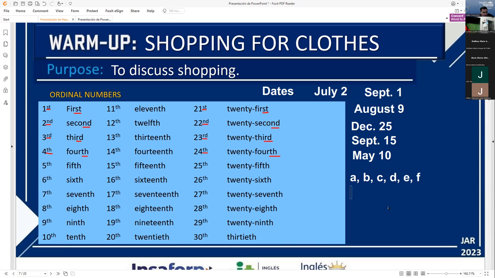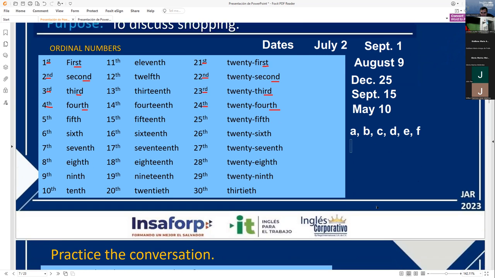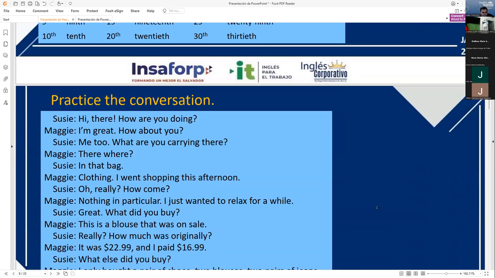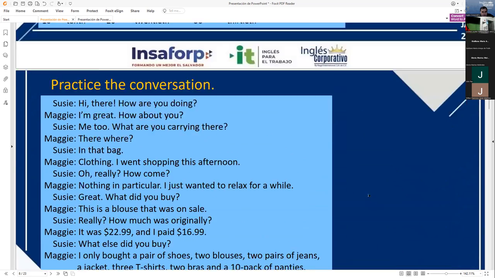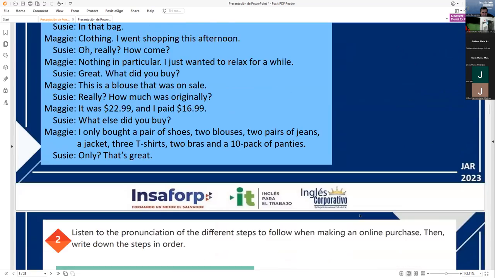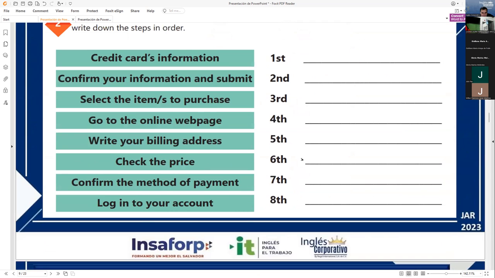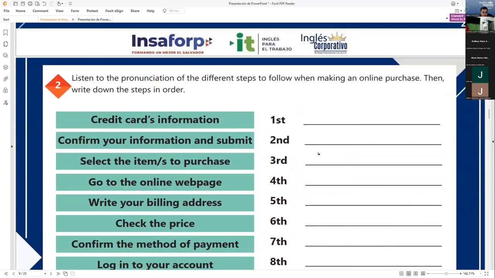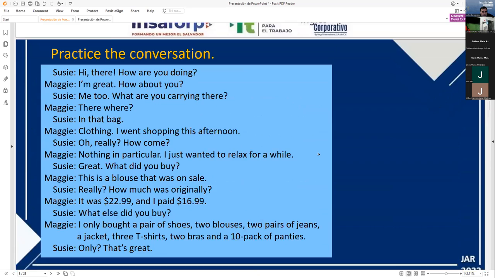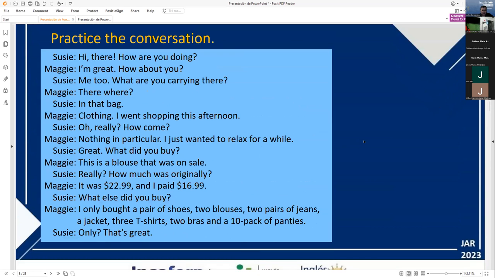Okay. My mother had 10 brothers and sisters. My father had 10 brothers and sisters too. In total, they were 11. Okay. Imagine. So let's continue. We're going to use this here, over here. But first, we're going to practice this conversation.